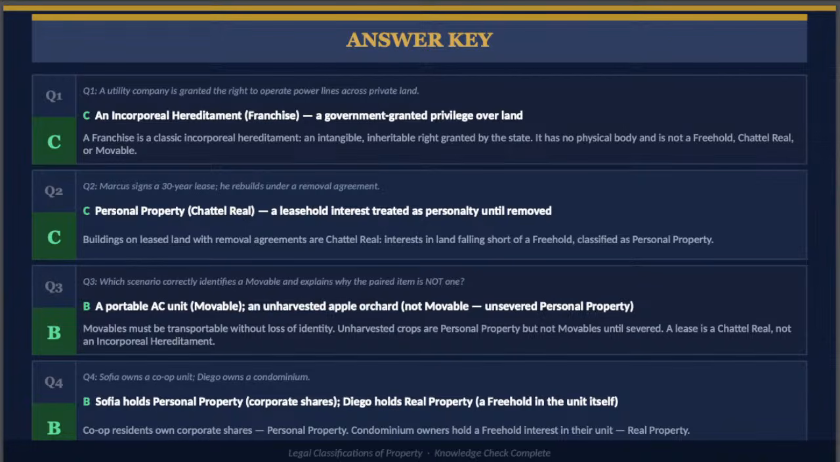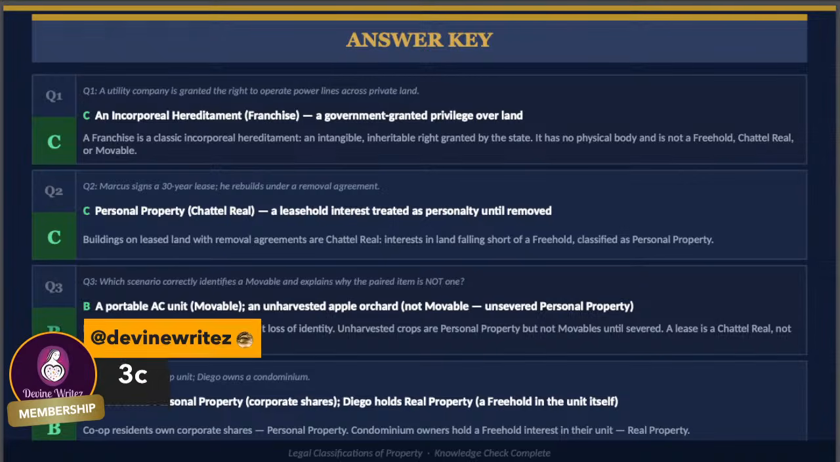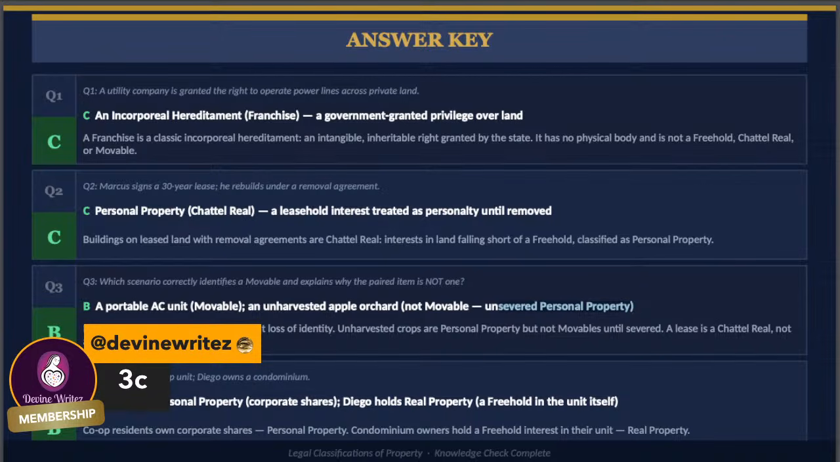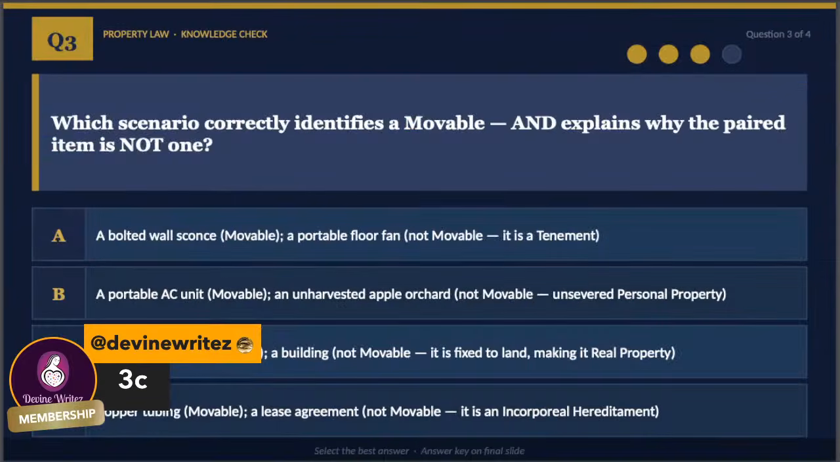That said, let's see on question 3 here. The portable AC unit, which is movable, and the unharvested apple orchard, which was B, which is not movable. Debonair says 3C. Well, 3 is B, though, but let's go back and make sure I didn't get letters wrong. Yeah, 3B. So a stock certificate, movable; a building is not movable. It's fixed to the land. But again, what if it was the building that had the contract like we saw there for removal?